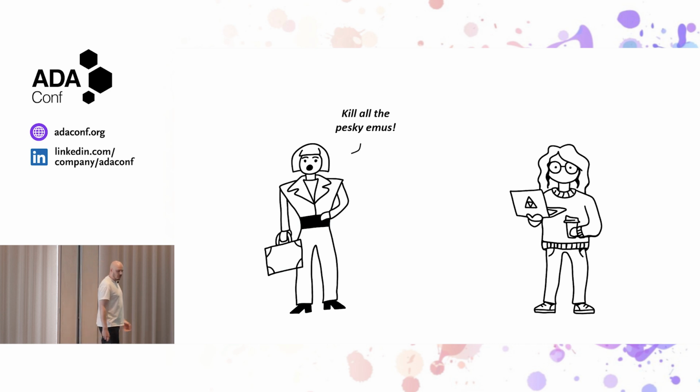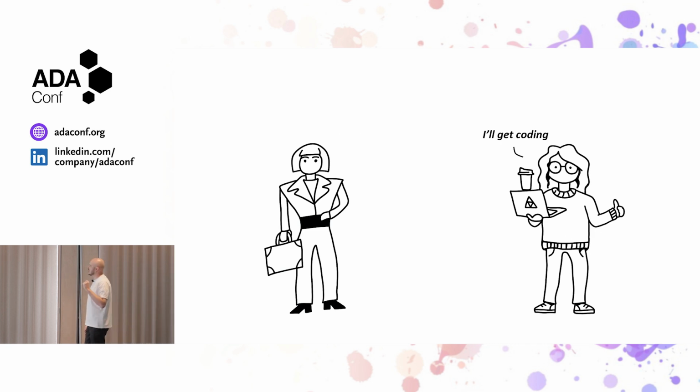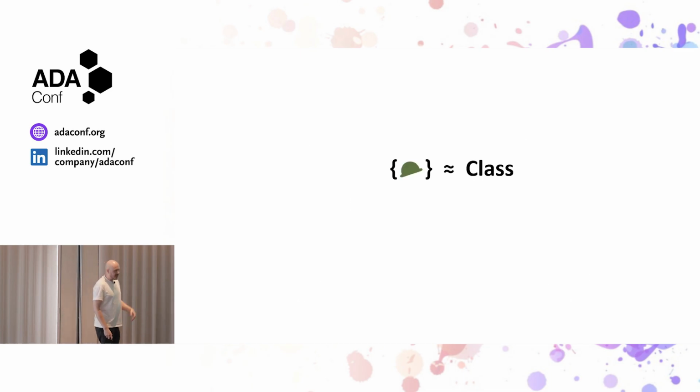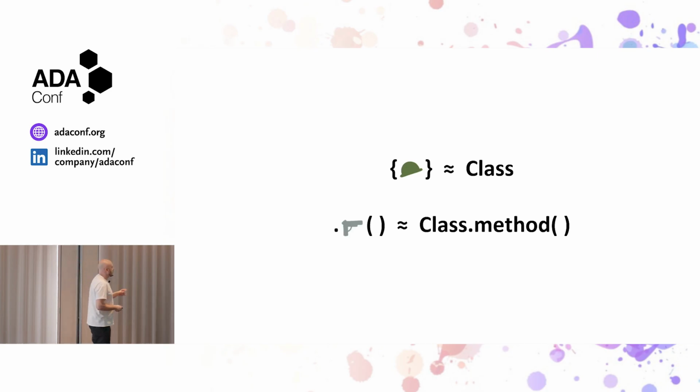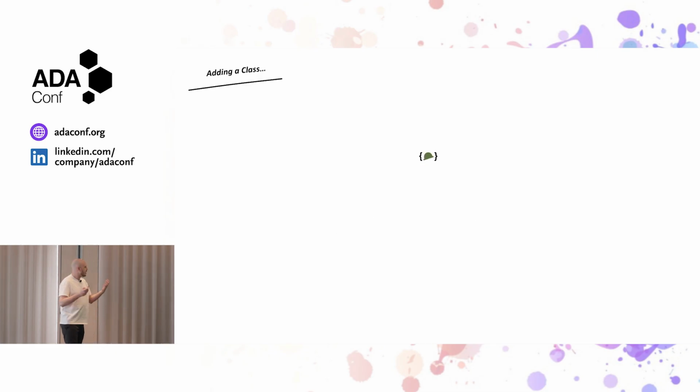So we get presented with the task: kill all the pesky emus. So you say, well, that sounds pretty weird, boss, but sure, I'll get coding. And I'm guessing most people here are familiar with OO, so we're going to say that a soldier is equivalent to a class, and maybe a machine gun is a public method on one of those classes. And we're going to start coding.